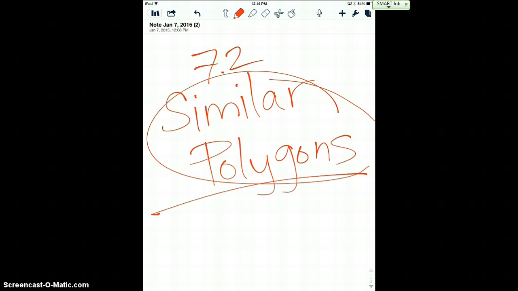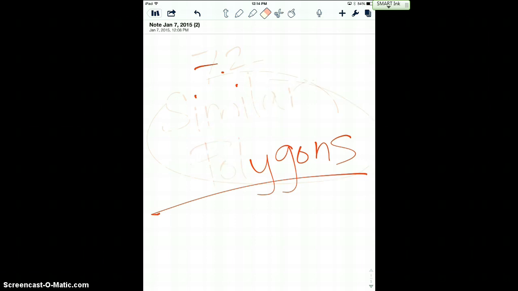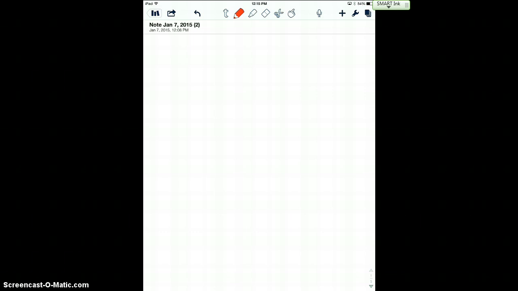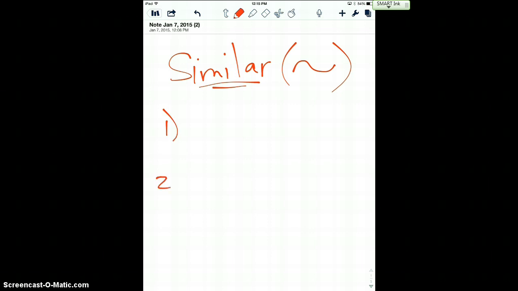Okay, if we have similar polygons, there are certain rules in mathematics in order for us to say, hey, those two polygons, they're similar. So in order to actually say that and have it be true, two things have to happen. So two polygons are similar. And the mathematical symbol for that is this. That's the symbol for that so that we don't have to write similar. So similar polygons can only happen if there are two things that have to happen.